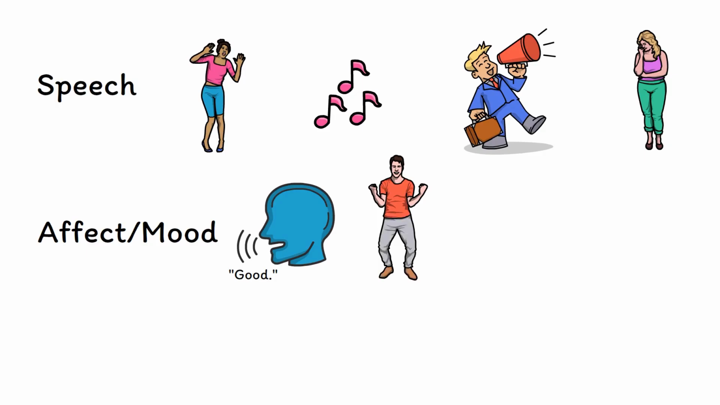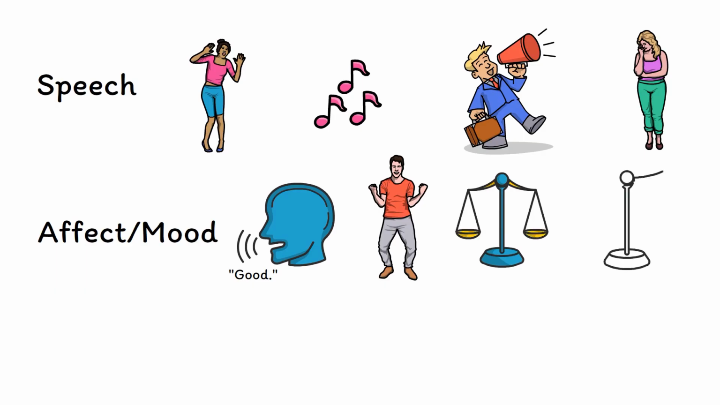Affect is most often described by the words euthymic, which is a normal, well-balanced mood, dysthymic, a depressed or sullen mood, and euphoric, an intensely elevated mood.